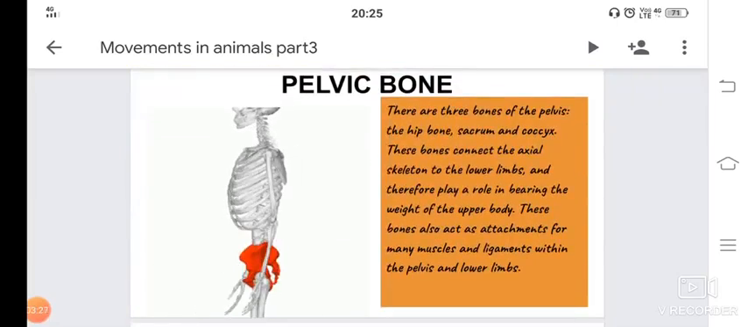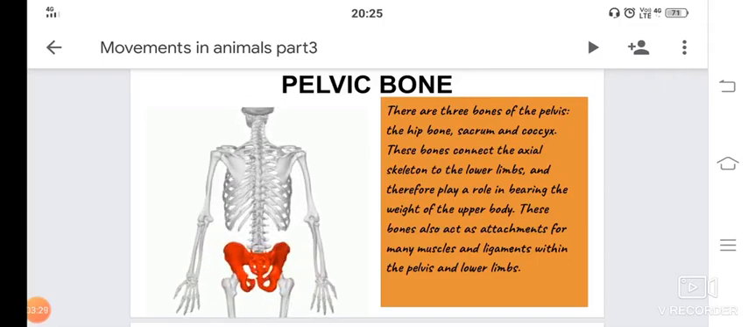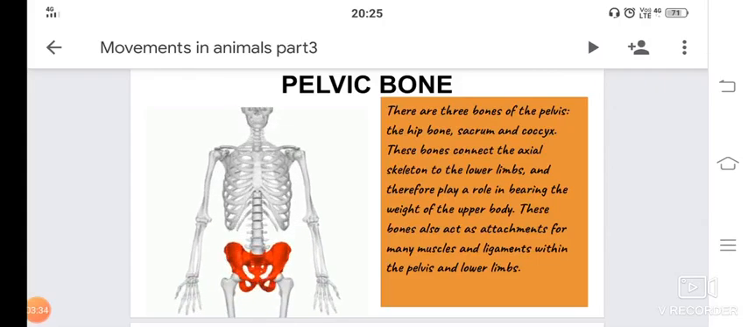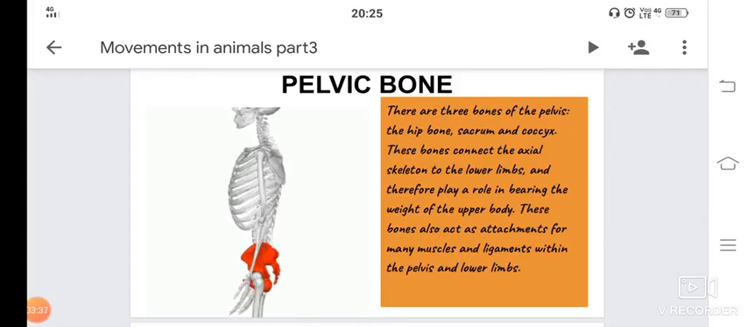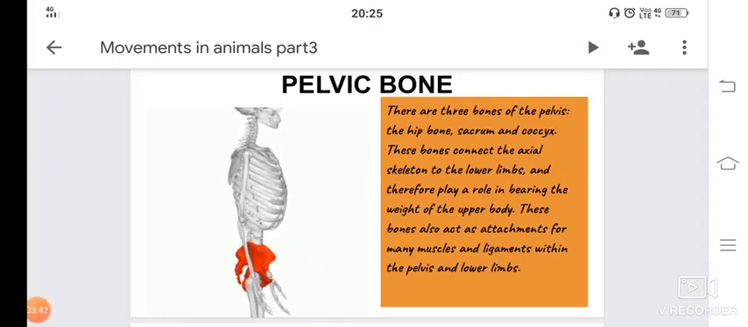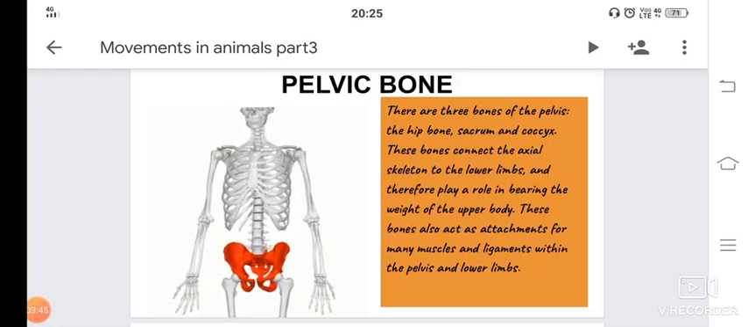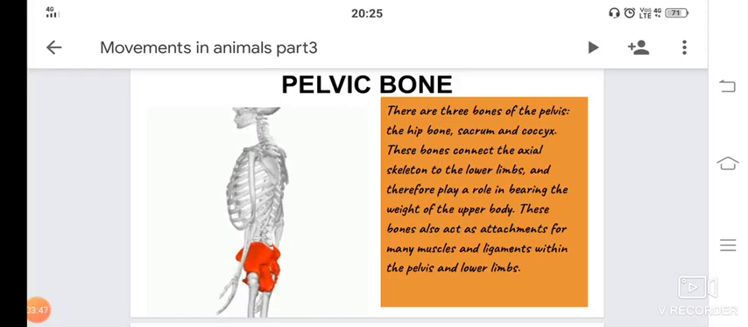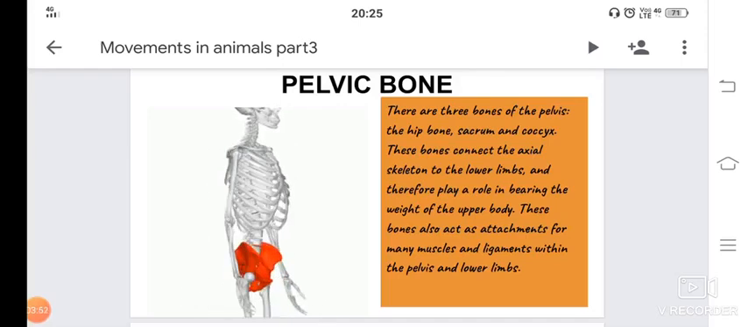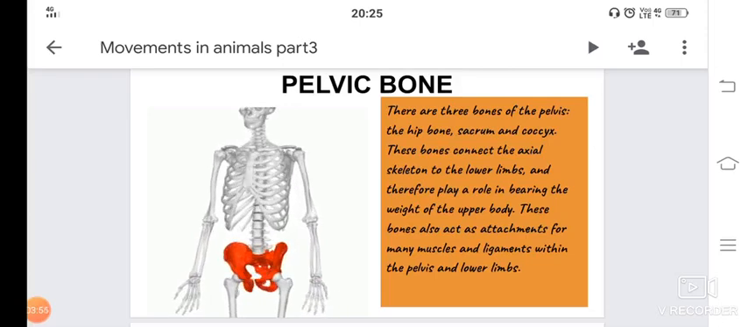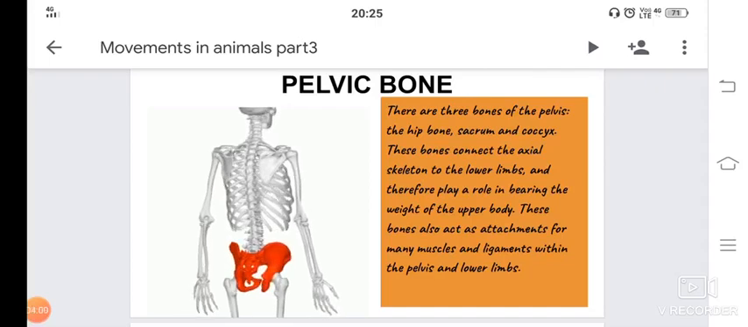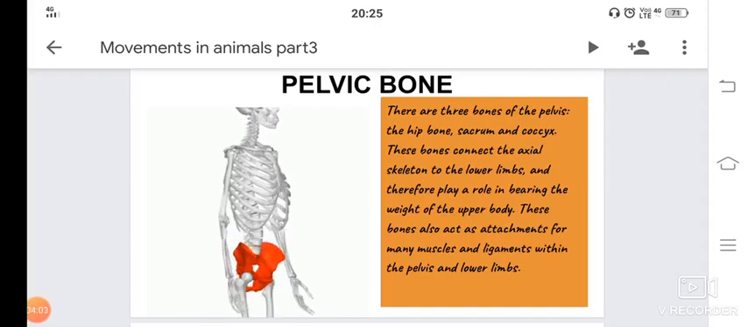Next we have the pelvic bone. The pelvic is the lower part of our abdomen. There are 3 bones of the pelvis: the hip bones, sacrum and coccyx. These bones connect the axial skeleton. Axial skeleton means the central skeleton. The pelvic bone is connected to the lower limbs and plays a role in bearing the weight of the upper body. So this pelvic bone plays a vital role to hold the upper part of our body. It is balancing the upper body.